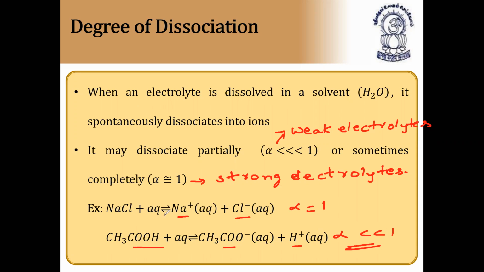That's why the reversible reaction is not applicable in the case of strong electrolytes like NaCl, whereas for weak electrolytes it is applicable, because ionic equilibrium is nothing but the equilibrium attained between the weak electrolyte and its ions in the aqueous solution. So ionic equilibrium exists for weak electrolytes only. For strong electrolytes, it is completely dissociated, so alpha is equal to 1.